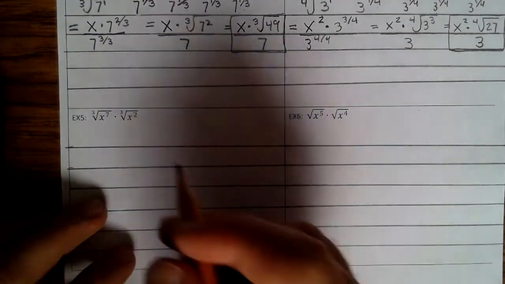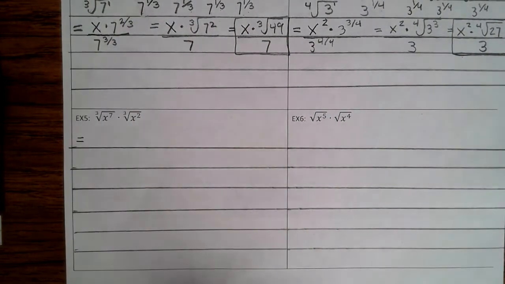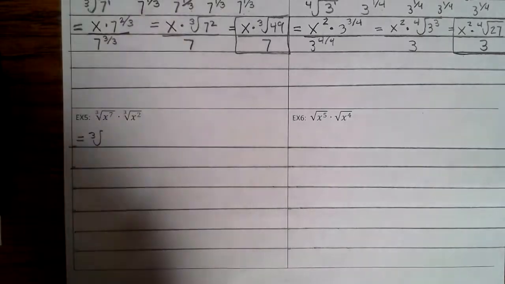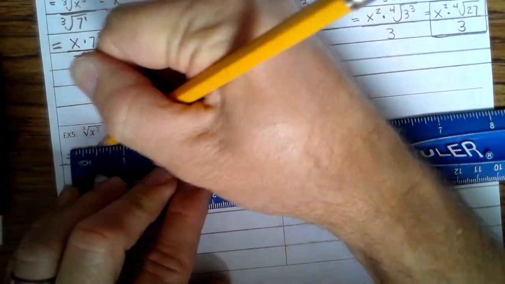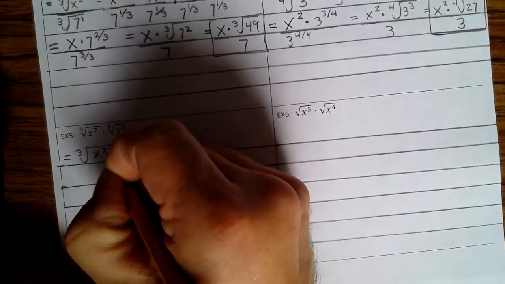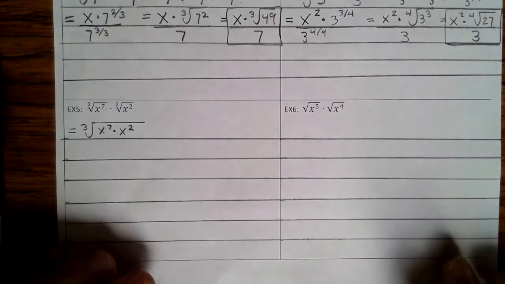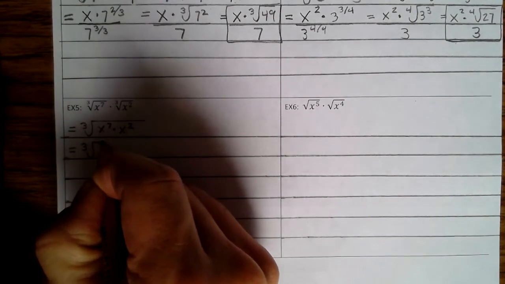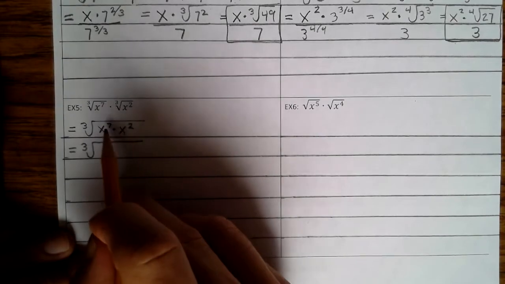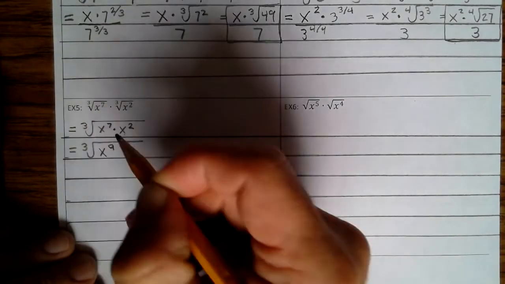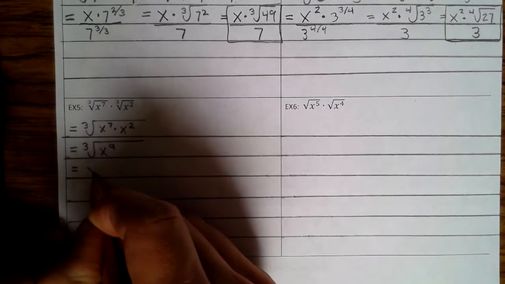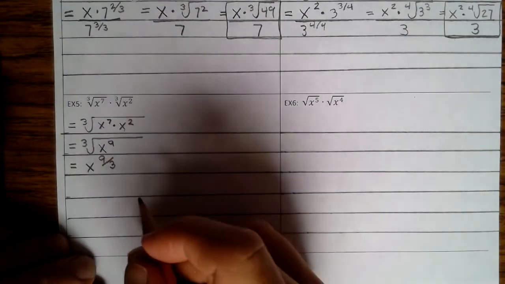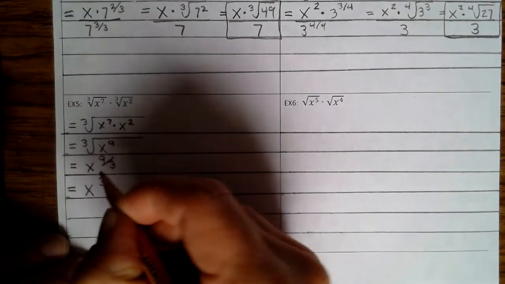All right, example 5. When we have this, we can write this as the cube root of x to the 7th power times x squared. Well, that's now the cube root of, whenever you're multiplying exponents, you add them, so 7 plus 2 is 9, so that's the cube root of x to the 9th power. And then this can be written as x to the 9 divided by 3. So this is equal to x cubed.